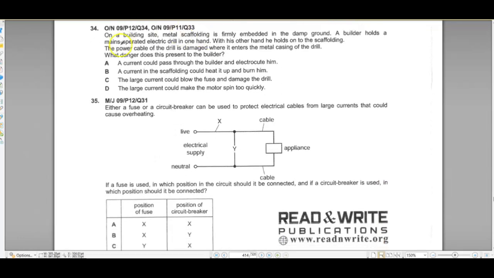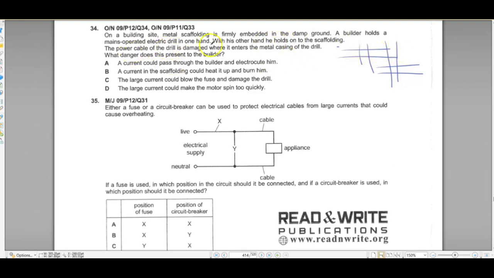Question number 34. On a building site, metal scaffolding is firmly embedded in the damp ground. A builder holds a mains operated electric drill in one hand. With the other hand, he holds onto the scaffolding. Scaffolding, if you know, is metal poles or pipes to just keep the building steady. Scaffolding is basically made up of wood as well, and it is made up of metal as well.